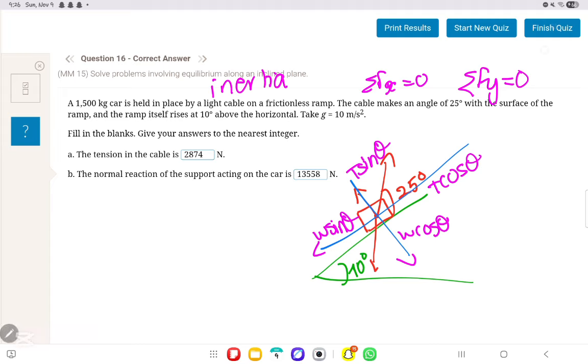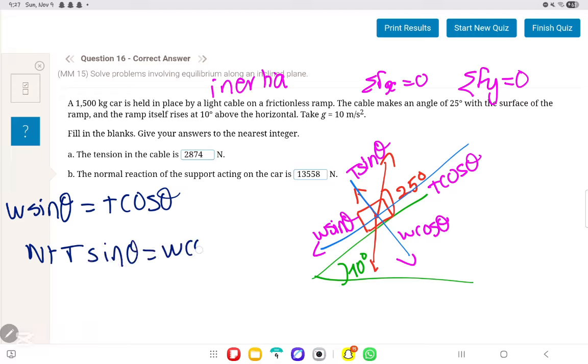So what can we say now? I resolved them very quickly. You guys need to resolve them. You will say that on the x axis, what do we have? We have W sine theta equal T cosine theta, because everything left equals everything right. Now, on the y-axis, everything up, so N plus T sine theta equals W cosine theta. They want the tension in the cable. Tension in the cable is W sine theta over cosine theta.